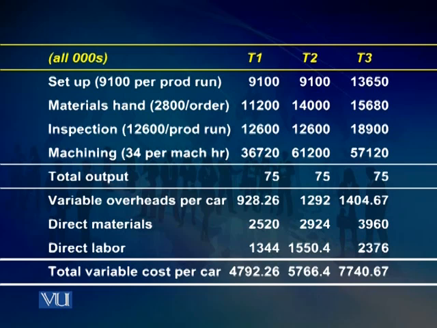Direct materials, we are told in the beginning, is 2520 and direct labor after the JIT system is 1344. This gives a total variable cost per car of 4792 in the case of T1. So that's how we have calculated the per unit variable cost using the new cost driver rates.